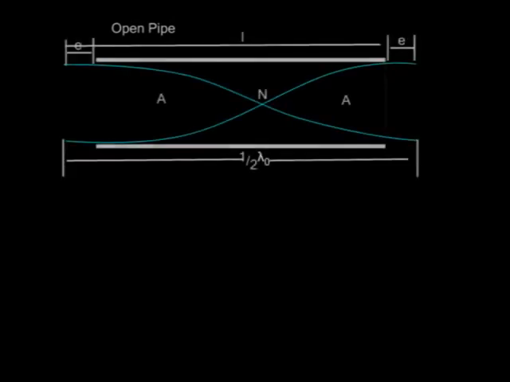Finally, an open pipe. When air is blown, the stationary wave formed has antinodes at both ends because air is free to move. The simplest type of wave which gives the fundamental frequency is as appears on your screen. Now L plus 2E is equal to a half lambda naught. But lambda naught is equal to V over frequency naught. And therefore the fundamental frequency is given by F0 is equal to V over 2 into L plus 2E.